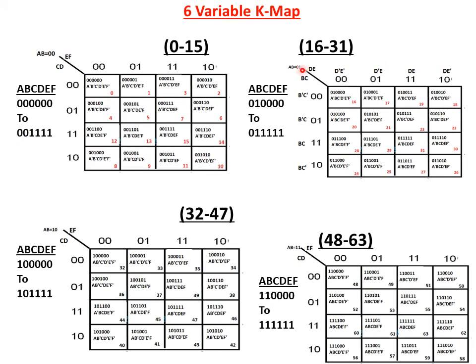Now the second cell 16 to 31. For that case AB is equal to 0, 1. The proof is 0, 1 for 16 to 31 cases. Now 32 to 47, AB is equal to 1, 0. So here 1, 0 is given for 32 to 47 representation. Now 1, 1 for 48 to 63. Here the proof is 1, 1 for the 48 to 63 cells. The equivalent min terms, binary representation and decimal is here for each cell.